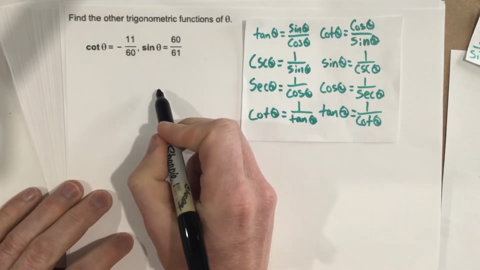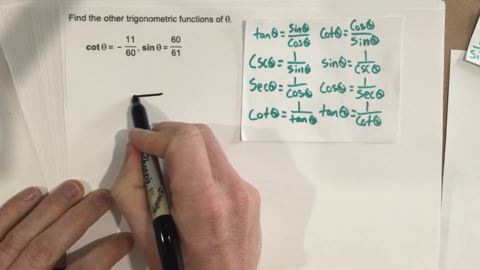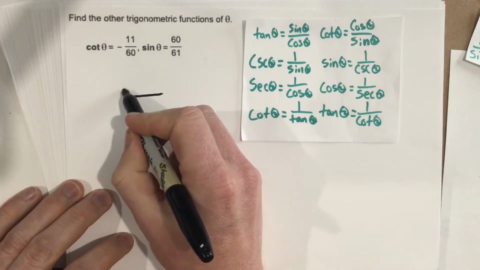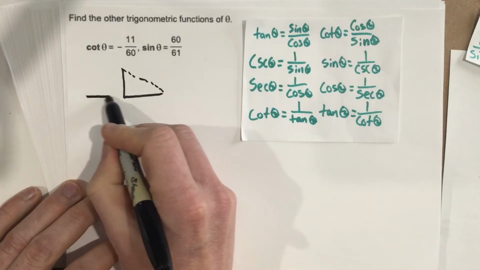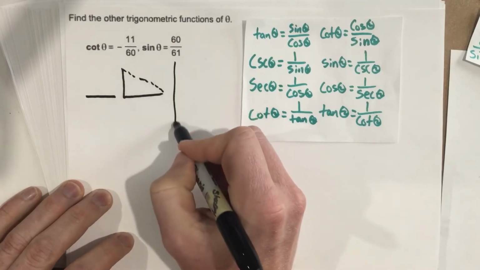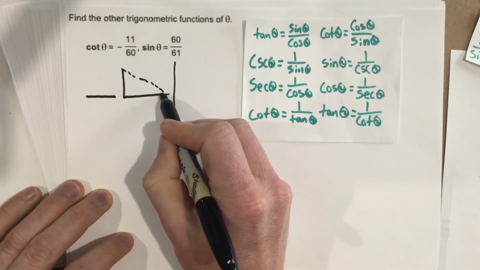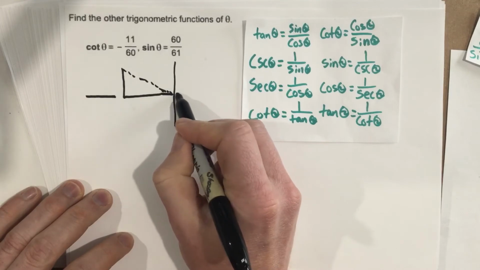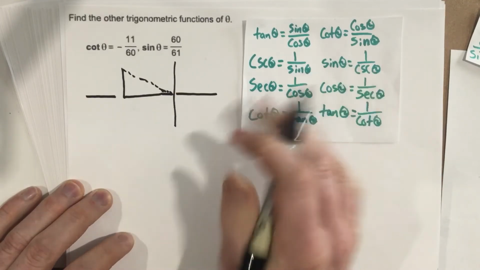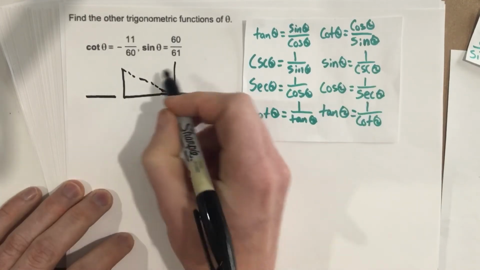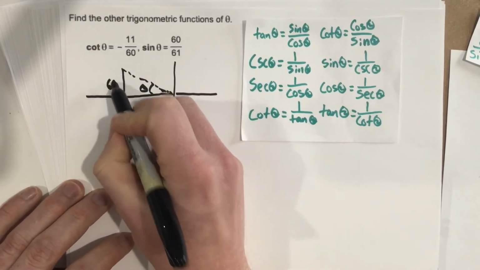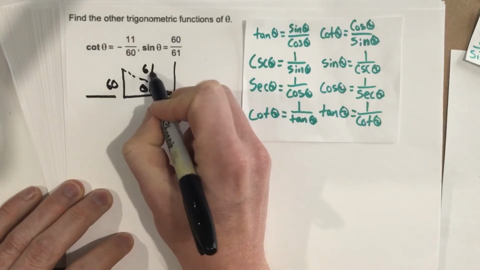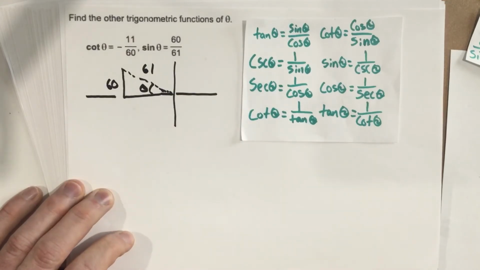Because cosine being negative, remember, would take us this direction. Sine would take us this direction. So we should be in this quadrant here. So I'm going to draw that triangle there, extend that out. And that's what our triangle looks like. And if it's sine, we've got 60 here as the opposite side and 61 here as our hypotenuse.